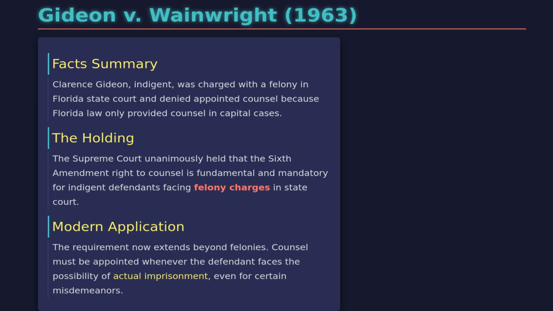The Supreme Court unanimously held that the Sixth Amendment's guarantee of counsel is a fundamental right essential to a fair trial, and thus, the states are required to provide counsel to indigent defendants charged with a felony. This was a massive expansion. Crucially, the modern application has broadened this rule beyond just felonies. Today, the requirement to appoint counsel applies whenever a defendant faces the possibility of actual imprisonment, regardless of whether the charge is a felony or a serious misdemeanor.